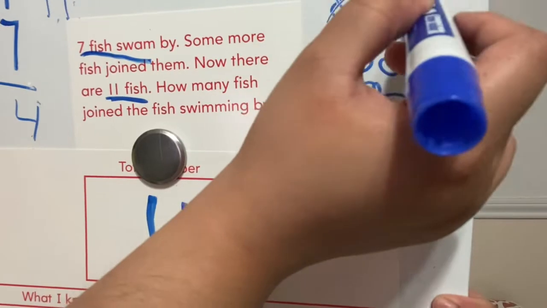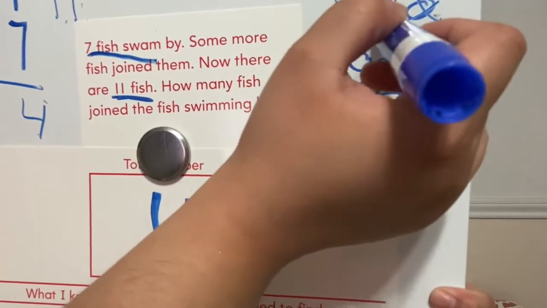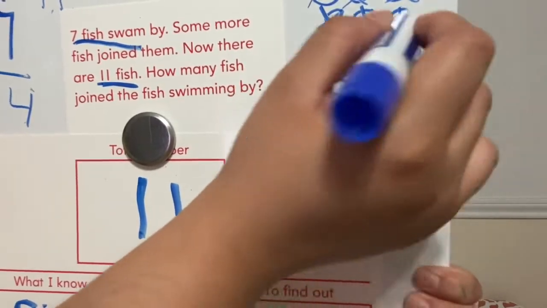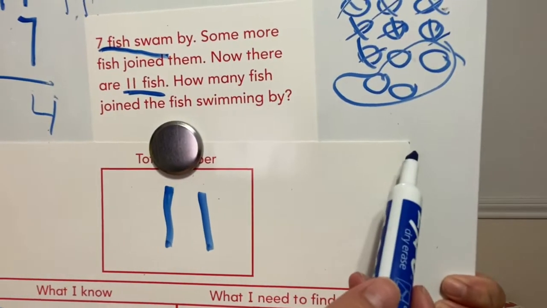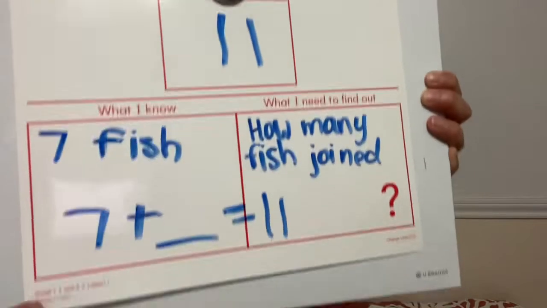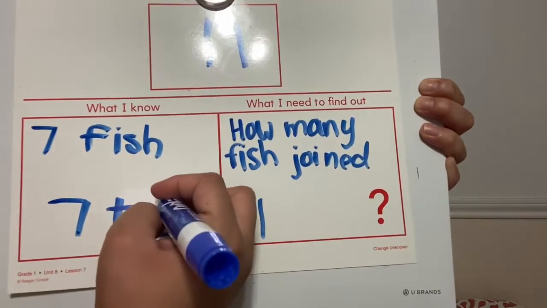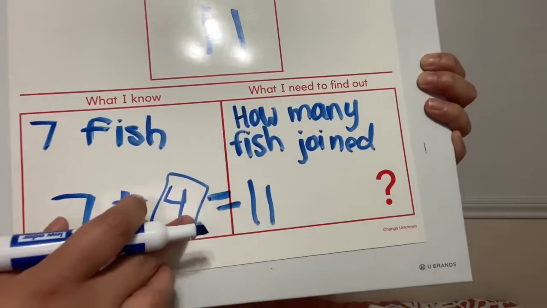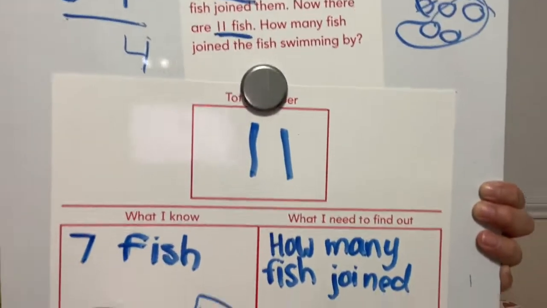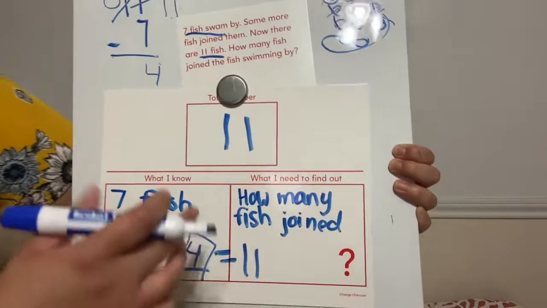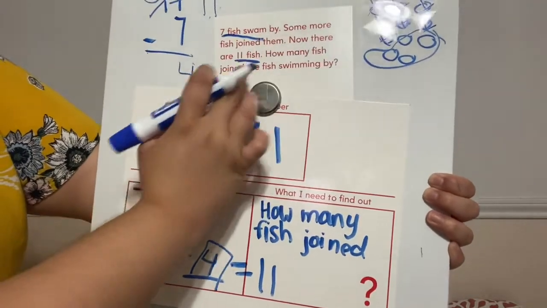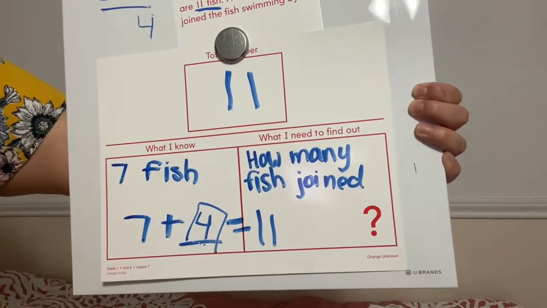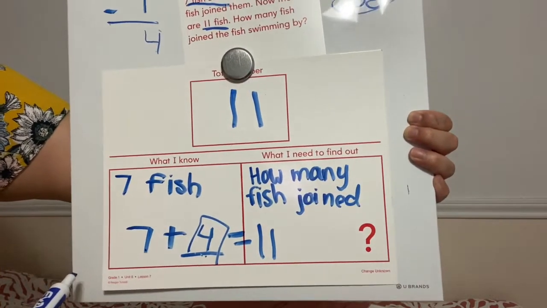1, 2, 3, 4, 5, 6, 7. So I will have 4 fish left. 1, 2, 3, 4. So I'm going to put the 4 here. That's my missing part. So 7 plus 4 equals 11. Now let's look back at our question. How many fish joined the fish swimming by? Well, 4 fish joined the fish swimming by.